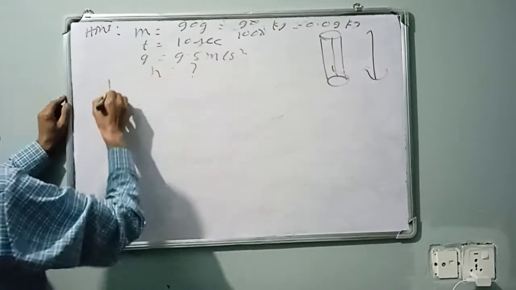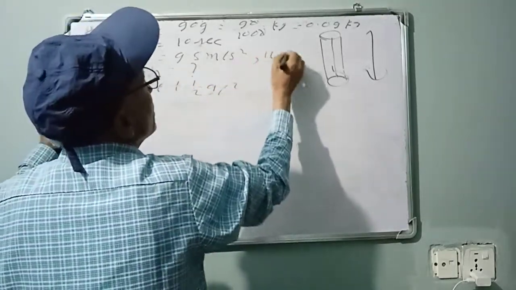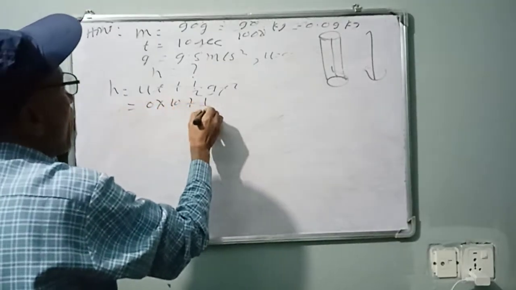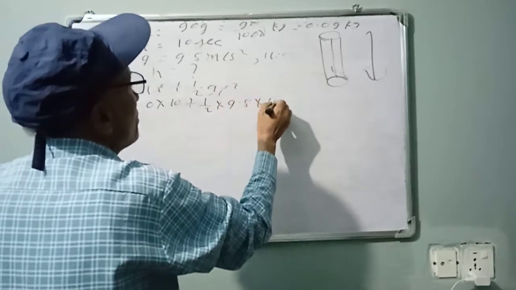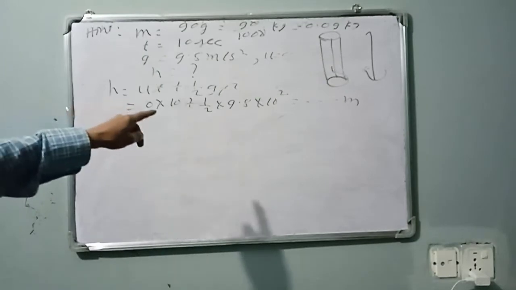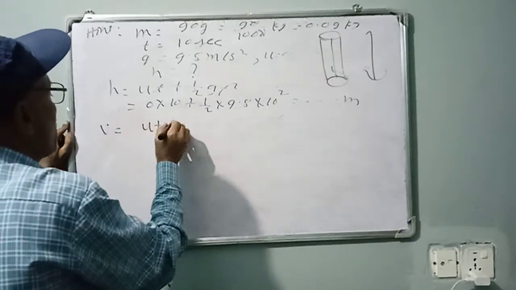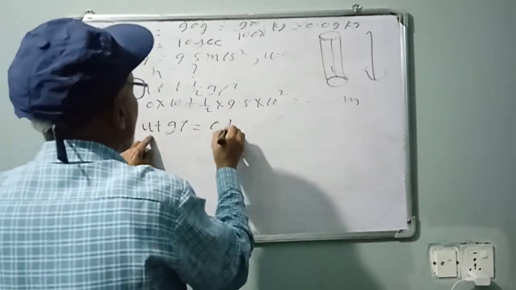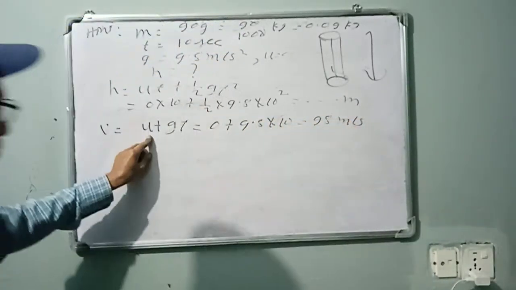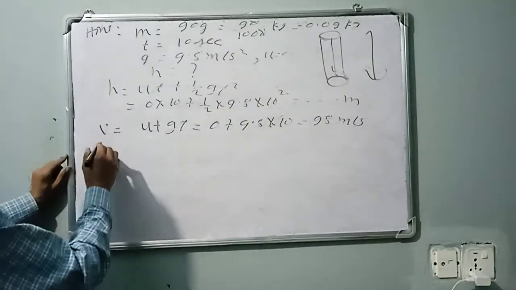What is the depth? h equals ut plus half gt square. Here the initial velocity of the stone is 0. u is 0 times 10, plus half g, 9.8, times 10 square, meter. And if you want to find the final velocity, v equals u plus gt. u is 0, g is 9.8 times 10, 98 meter per second. The stone falls with a high velocity of 98 meter per second.